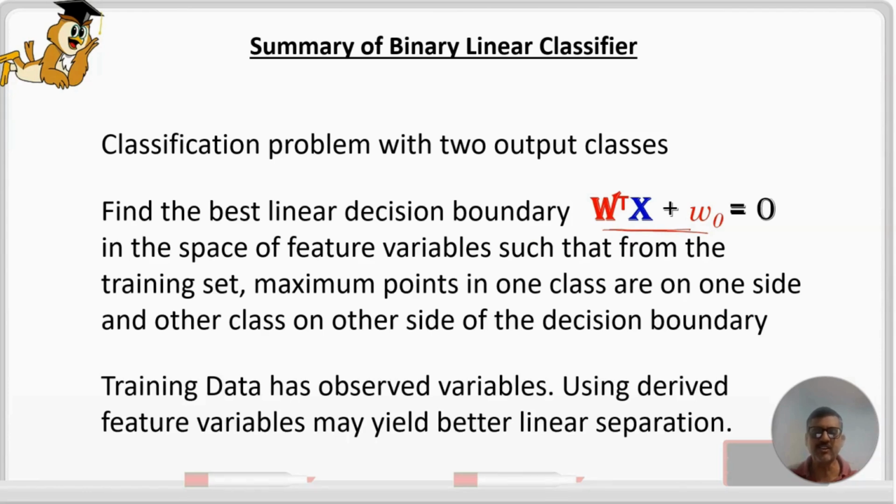And finally, we said that training data in real life has observed variables. These are variables that you gather, right, from your field work. And you may end up having to derive feature variables from the observed variables, which may yield better linear separation that you are looking for. Okay, so this was the summary of what you needed to achieve in solving the binary linear classification problem. Okay, so now let's move on to an example.